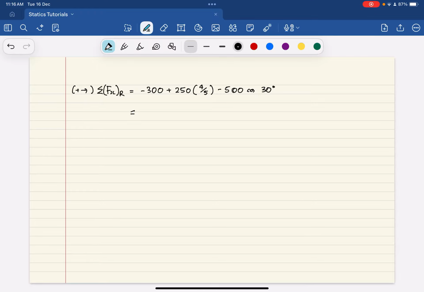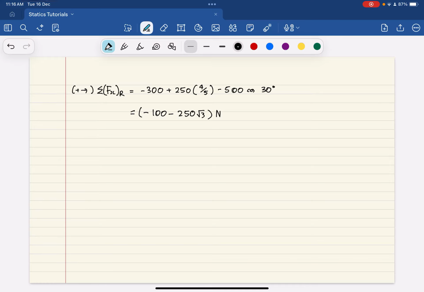Okay, hold up. Let's add the other two first. So negative 300 plus 250 times 4 over 5 would be negative 100, minus, cosine 30 is root 3 over 2 times 500, 250 root 3. So minus 250 root 3. I'm going to leave it here, and this will be in newtons.